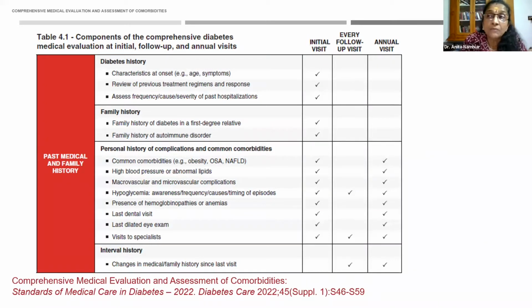whether the patient had hypoglycemia, whether he's aware of what are these hypoglycemic features, and whether he is getting it frequently, what are the causes, is there any timing especially for these episodes, presence of any hemoglobinopathies or anemias, when he had the last dental visit, and whether his eyes were examined by an ophthalmologist. Then we have an interval history, that is when we change the medicine or there's something must have happened in the family. So that thing also we can assess during this.